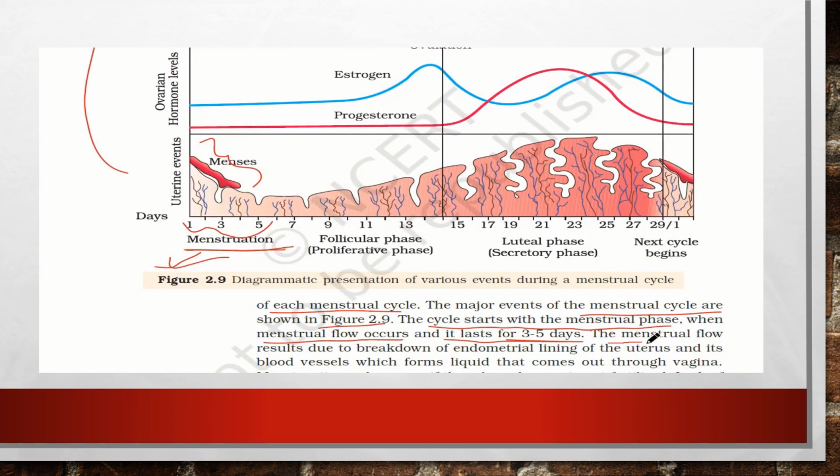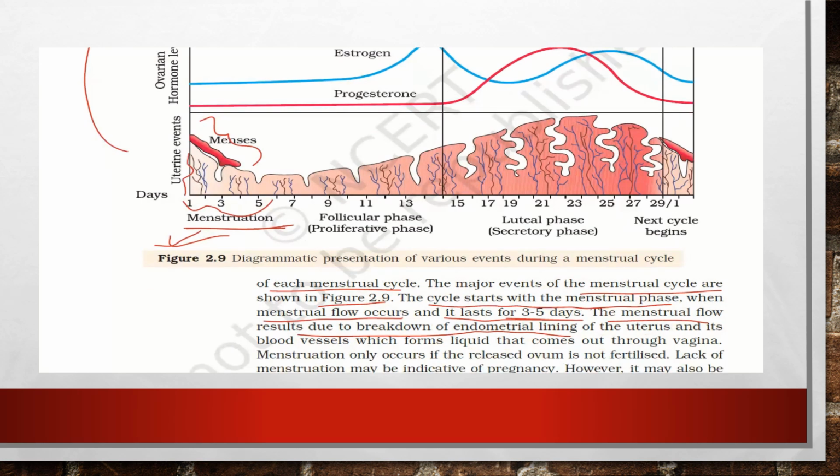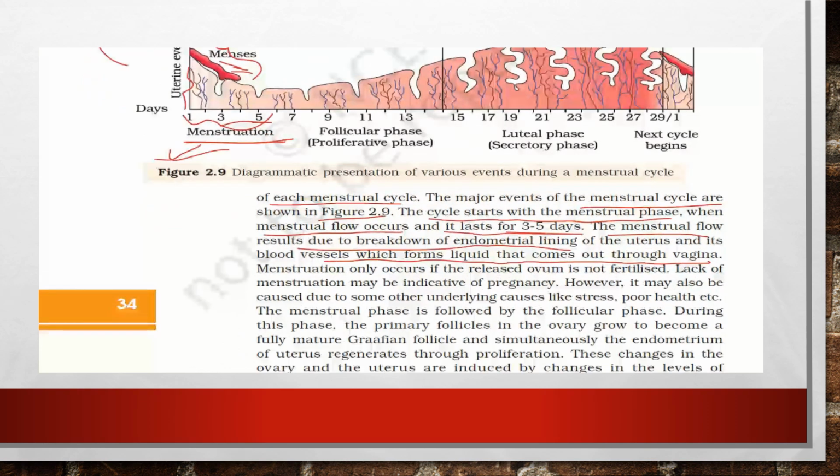Now, the menstrual flow results due to the breakdown of the endometrial lining. The endometrial lining will break down, and its blood vessels also, which forms the liquid which comes out through the vagina. So blood vessels as well as the endometrial lining both break down and cause this menstruation, and these menses come out in the form of blood. So the liquid is the blood.